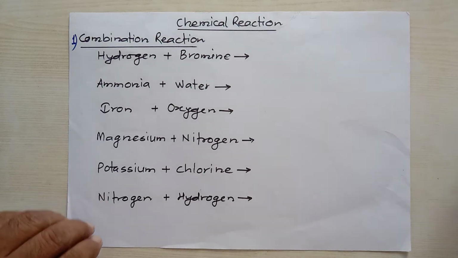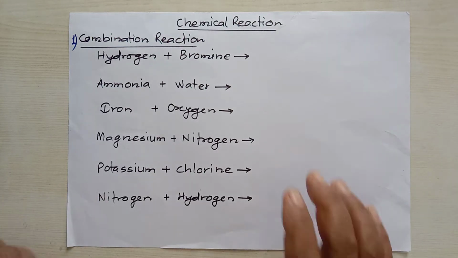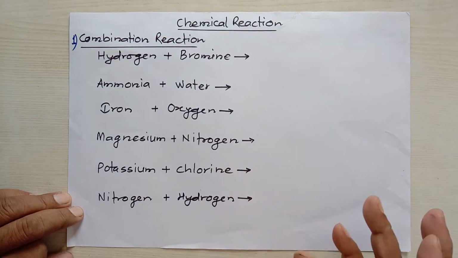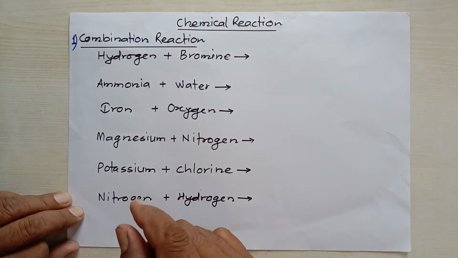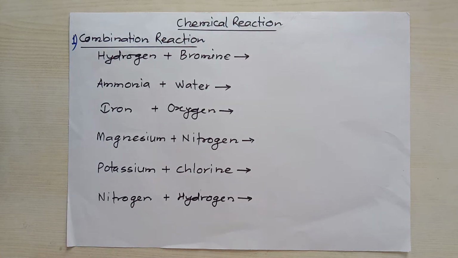Today we are writing chemical reactions. Out of the four basic types of chemical reaction: combination reaction, decomposition reaction, displacement reaction, and acid-base reaction, I want to start with combination reaction. We are doing these four basic types of chemical reaction.